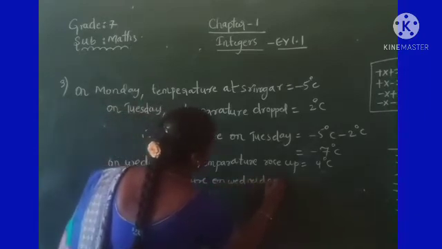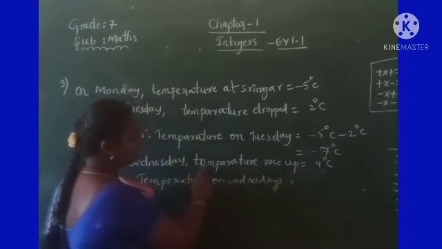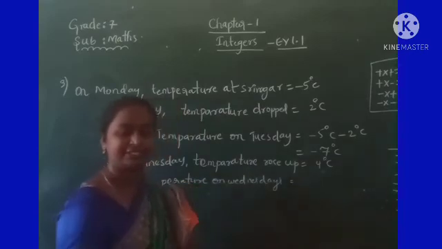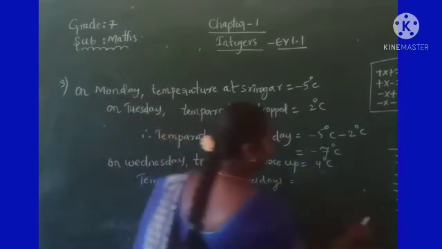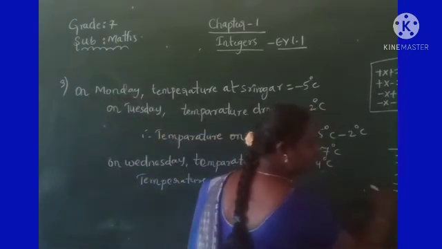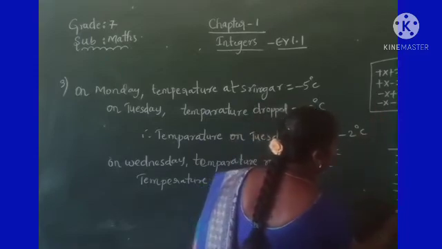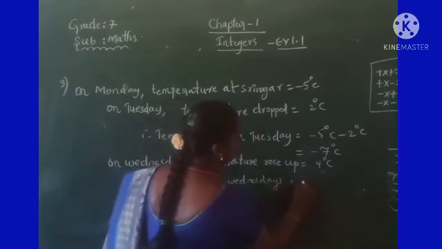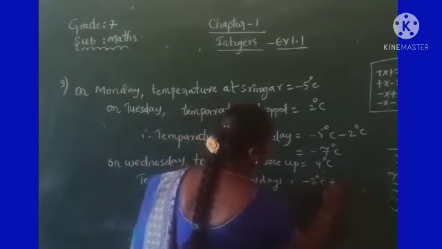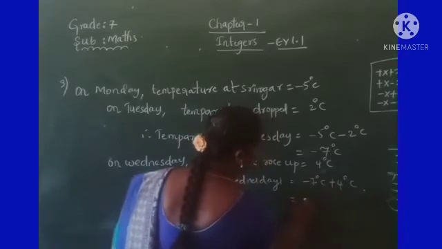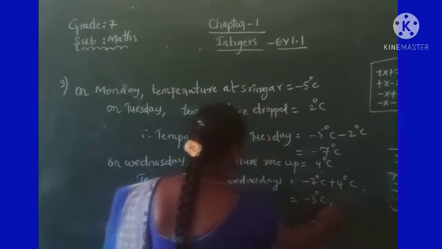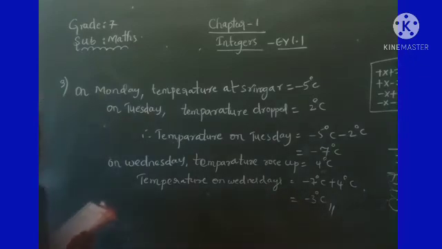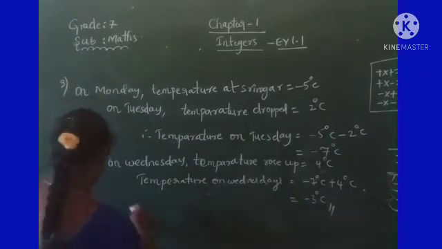So here, on Tuesday the temperature was minus 7. After that, how many degrees Celsius did the temperature rise? 4 degrees. Minus 7 with rising means you have to move forward: 1, 2, 3, 4. Very good. That is minus 7 degrees Celsius plus 4 degrees Celsius, you will get minus 3 degrees Celsius. Now tell me, what was the temperature on Wednesday? Minus 3 degrees Celsius.